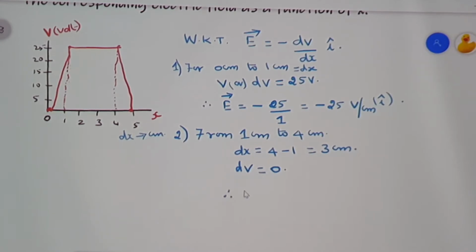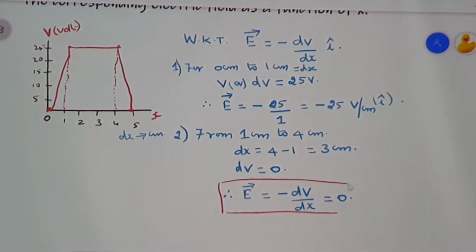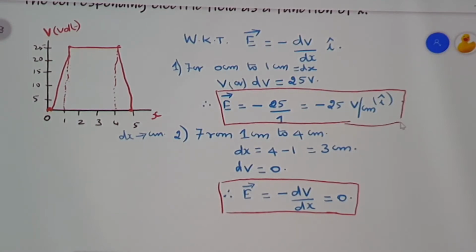So therefore, what is the value of the electrical field E? The electrical field E vector, as we know, is minus dV divided by dx, which is equal to 0. This we are considering as the second part, when the variation is from 1 centimeter to 4 centimeter, and the first one is when the variation is from 0 to 1 centimeter.